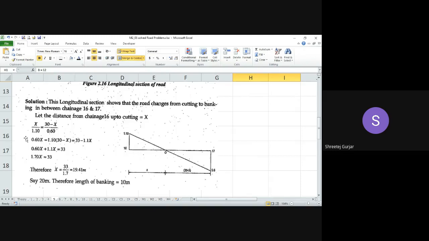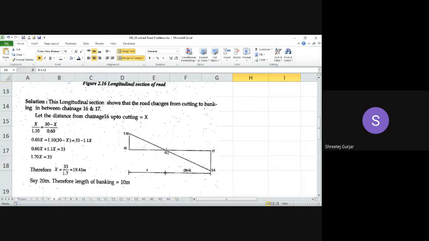Using the similar triangle rule, x by 1.1 is equal to 30 minus x by 0.6. So you will get x as 19.41 meters. We will round it off to 20 meters. So this 0 lies at a distance of 20 meters from your 16th chainage. The cutting required is 20 meters, and what is left over here is 30 minus 20, that is 10 meters. This is 10 meters, this is 20 meters.